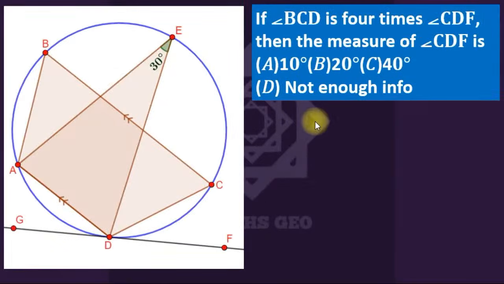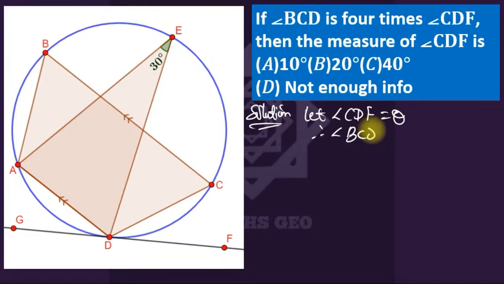They said if angle BCD is 4 times CDF, then the measure of CDF is dash. Okay, so what I will do, I will call angle CDF theta. So let's call it theta. Therefore, angle BCD will be 4 theta as given.